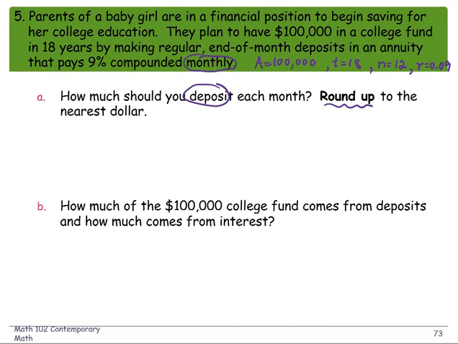The last part, you're going to calculate what would be the portion of $100,000 that is for the deposit, and then what would be the interest from these savings.